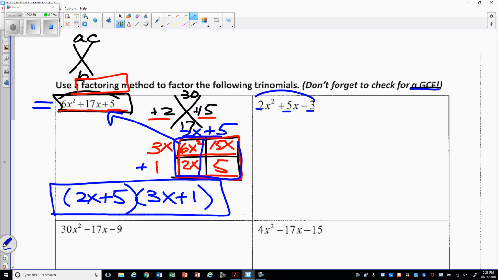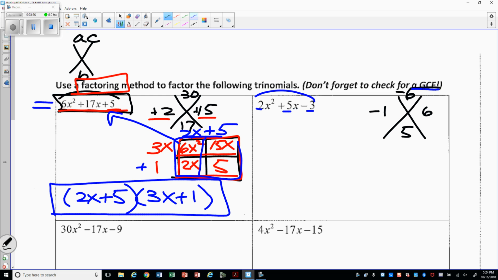So what I have to do is multiply A times C. So I've got negative 6, and I want them to multiply to that and add up to 5. Well, 2 and 3 add up to 5, but they don't multiply to be negative 6. They have to be positive and negative. I want negative 6 and positive 5. So how about 1 and 6? If I have a 6 minus 1, that's a positive 5.